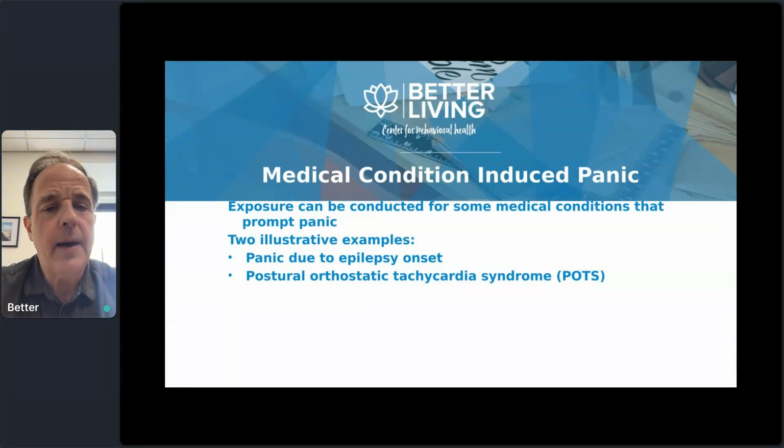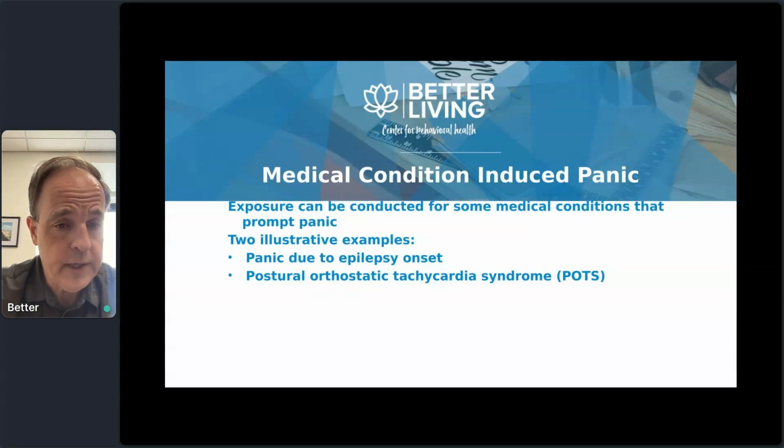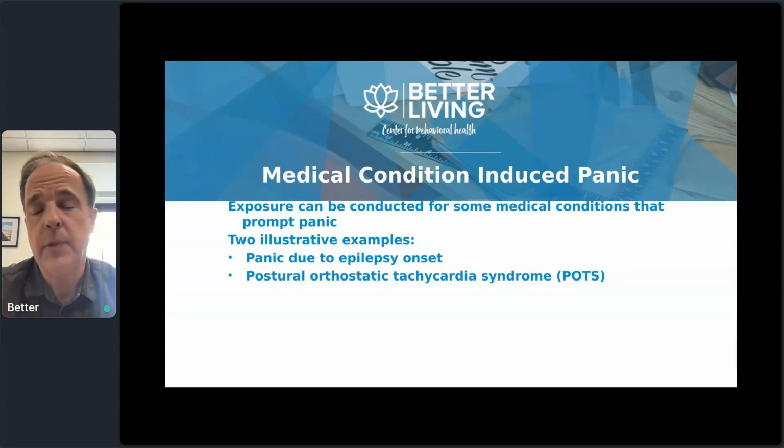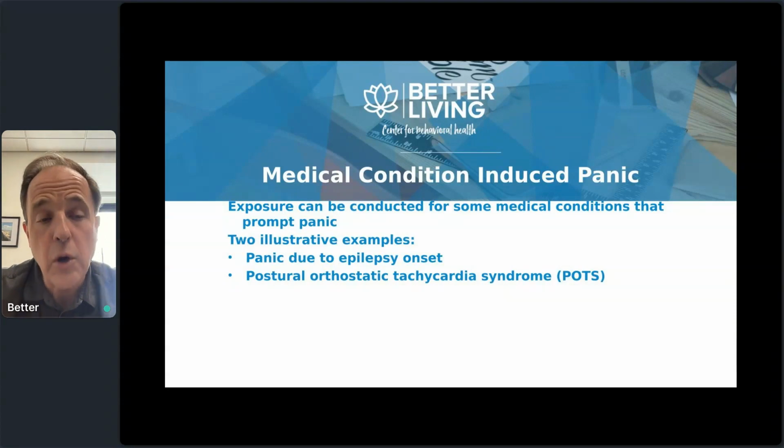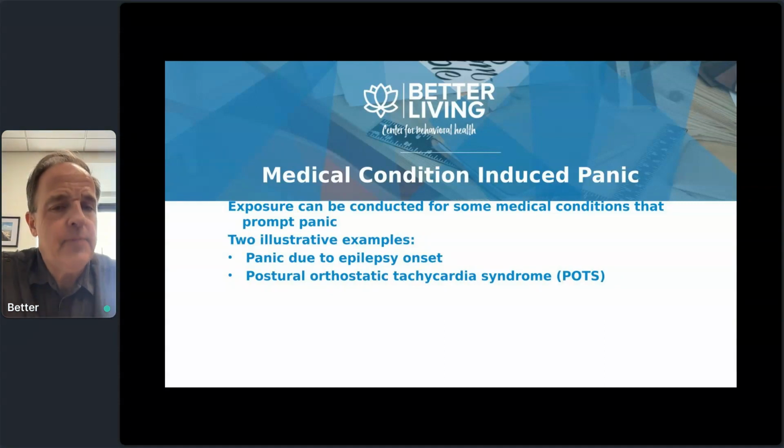It's where you can do exposure for these conditions. There are some limitations and cautionary notes that we have to think about. And there are 2 illustrative examples that I want to highlight. One has a larger literature, not necessarily a big literature, but a larger literature. It's known among epilepsy experts that people who suffer from that condition can have panic attacks in anticipation that they may have a seizure.